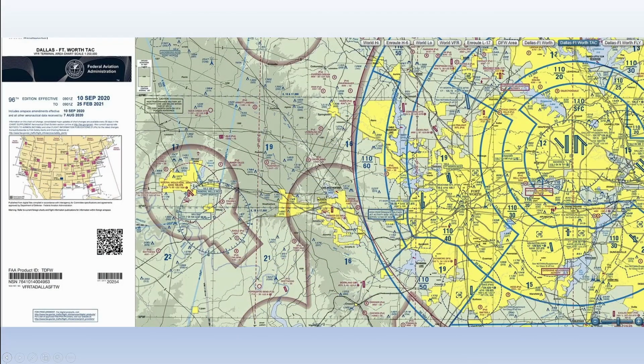The scale on a terminal area chart is 1 to 250,000, working out to be about 3.5 nautical miles per inch. This larger scale allows them to show more detail in busy terminal areas.